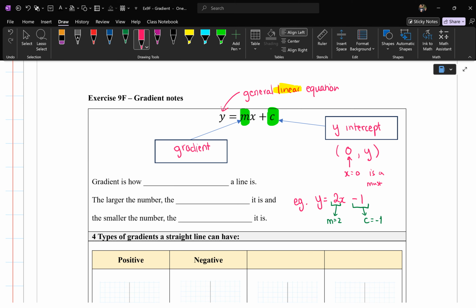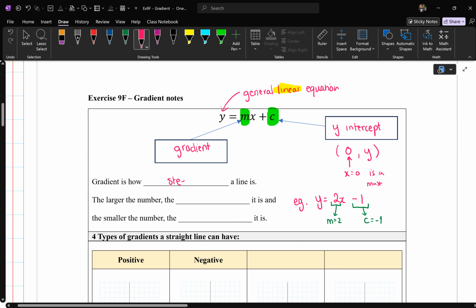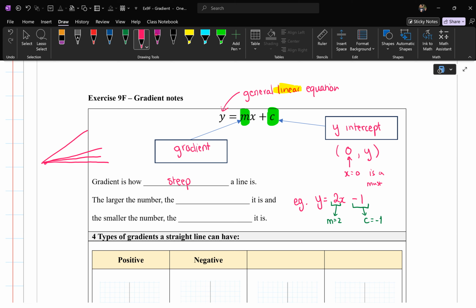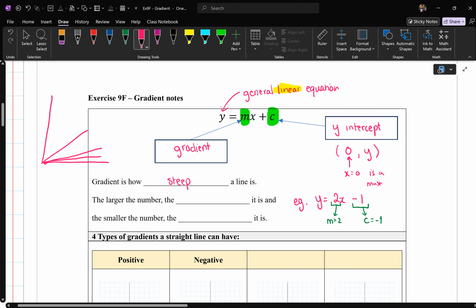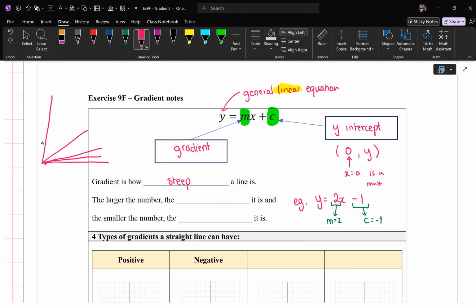Now, to fill in the blanks over here, what is the gradient? Well, the gradient is how steep a line is. When you draw a line, you can draw it like this, or like this. You see how I'm making it flatter and flatter? Depending on what the number is, the gradient dictates how steep the line is. Steep is like climbing up a mountain or hill: the steeper it is, the harder it is. The flatter it is, the easier it is. And that's essentially what the gradient does.